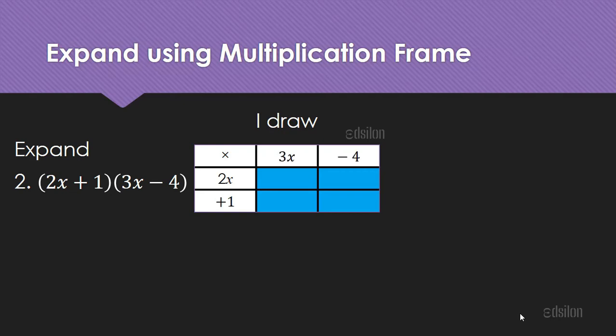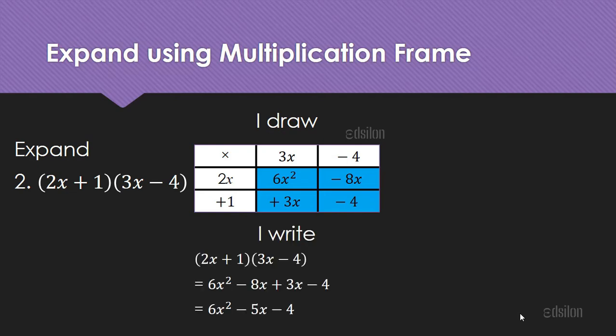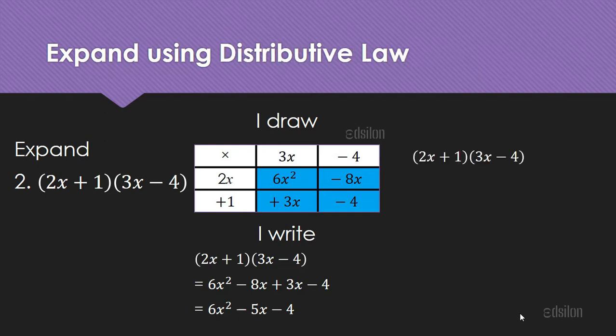And what are the four terms you get in the blue boxes? Did you get 6x squared and negative 8x and 3x and negative 4? How do I present the working? This is how I can do it. I add up all the four terms in the blue boxes, simplify to get 6x squared minus 5x minus 4. Let's expand the product of 2x plus 1 and 3x minus 4 using the distributive law. Pause the video now to do it.